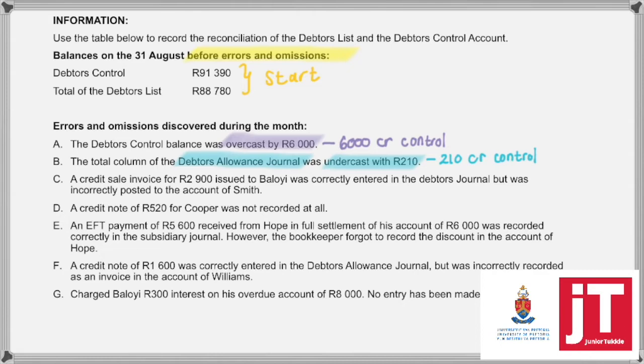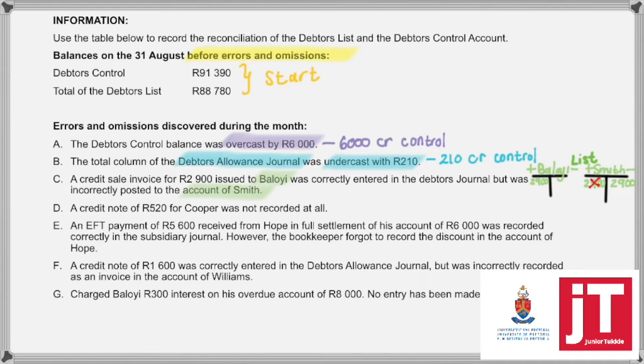Number C, a credit sale invoice of 2,900 Rand issued to Baloyi was correctly entered in the debtors journal, but was incorrectly posted to the account of Smith. So these are two debtors, and you posted to the wrong debtors account. So draw your little T accounts. We have Baloyi and Smith, and therefore it is the list that is incorrect. We posted it to Smith's account instead of Baloyi's account. So you have to minus it from Smith's account and plus it to Baloyi's account.